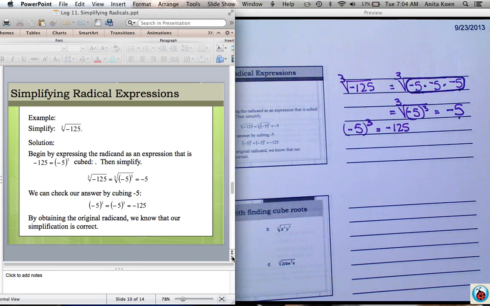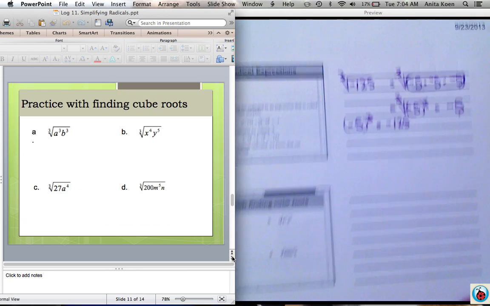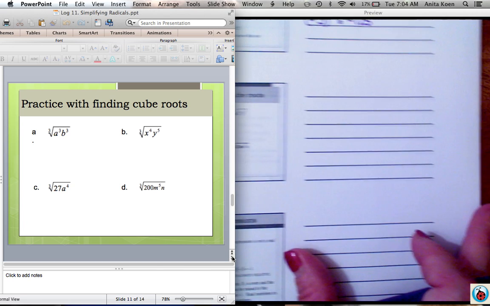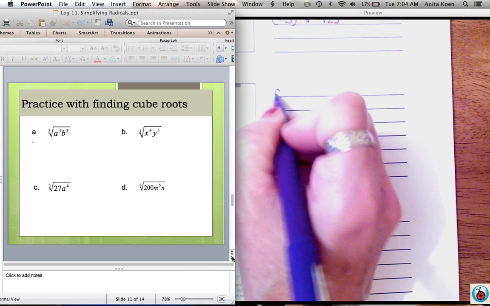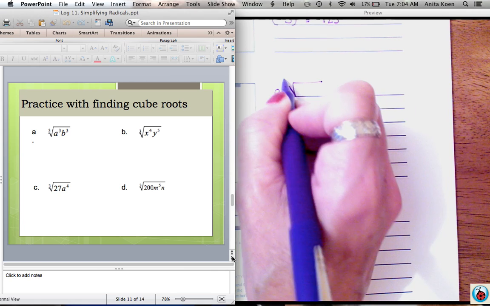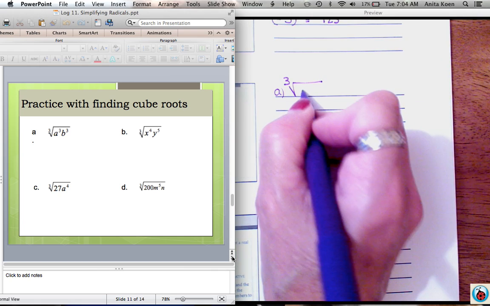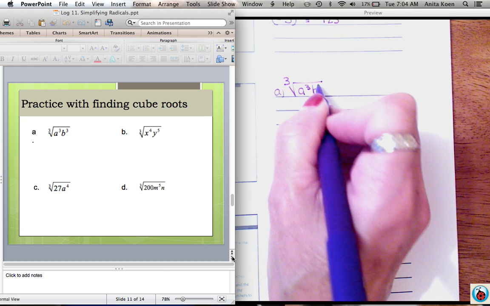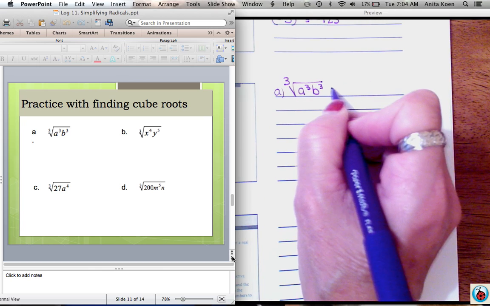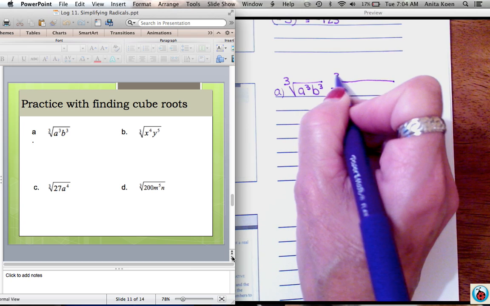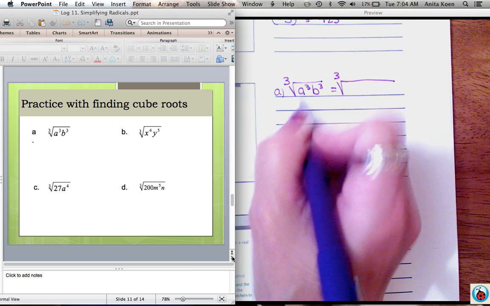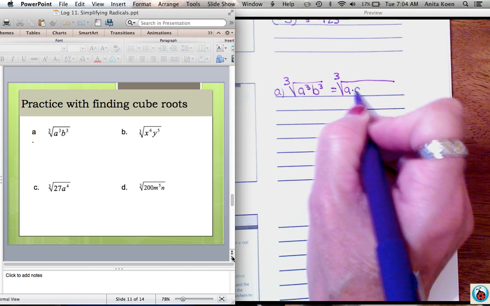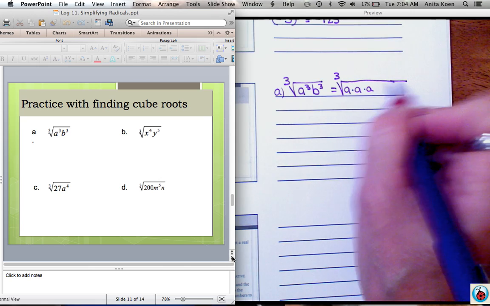All right, now let's look at a few examples. Here are some examples. I'm just going to scoot this over so you can see what we're doing. Letter A. The cube root of a cubed, b cubed. Well, the first thing that I'm going to do is write this in terms of its factors. So I'm going to do a 3 times and b 3 times.